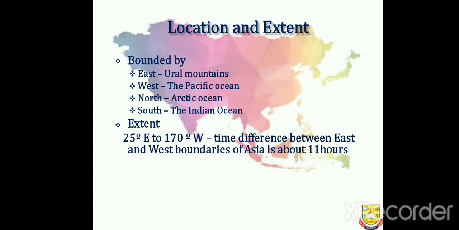It is bounded by the Ural Mountains in the west, Pacific Ocean in the east, the Arctic Ocean in the north, and in the south it has the Indian Ocean. When we talk about the extent, it means where it stretches from. It stretches from 25 degree east to 170 degree west longitude. Therefore, due to its large and wide extent, the time difference between the east and west boundaries of Asia is about 11 hours, which was also shown to you in the video.